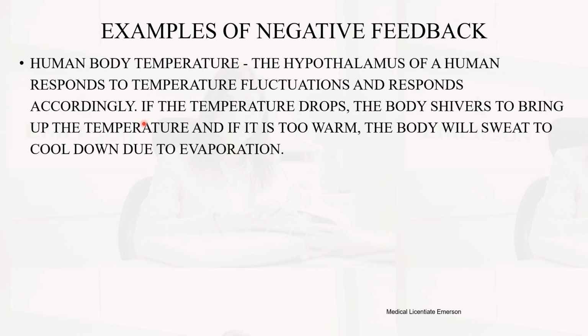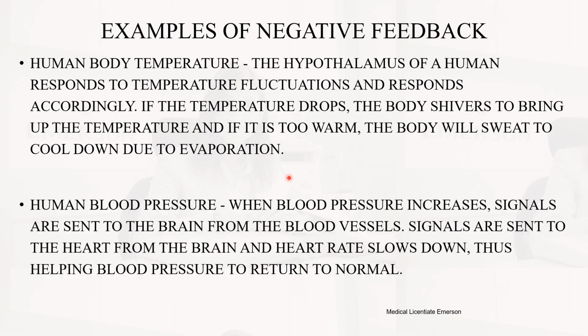Okay, so for example, the human body temperature. The hypothalamus of a human responds to temperature fluctuations and responds accordingly. If the temperature drops, the body shivers to bring up the temperature, and if it is too warm, the body will sweat to cool down due to evaporation. Okay, that's an example of a negative feedback.